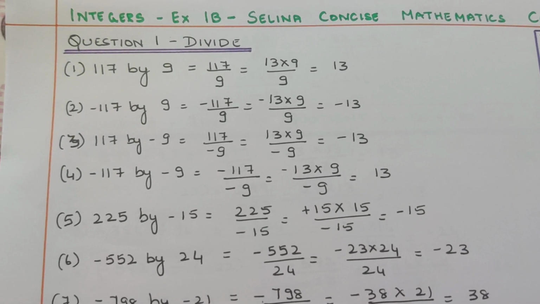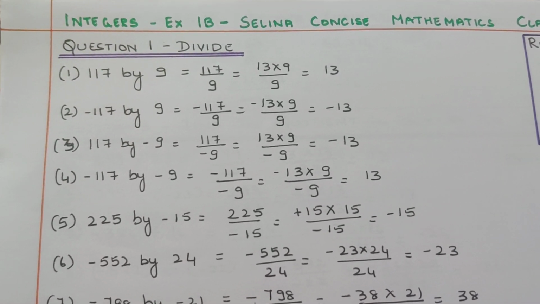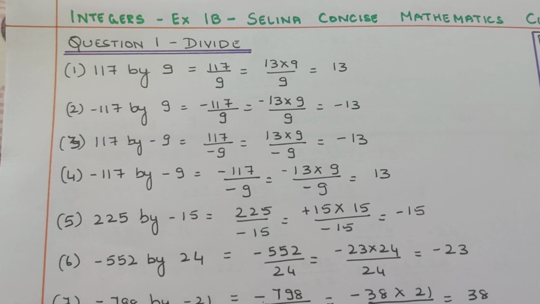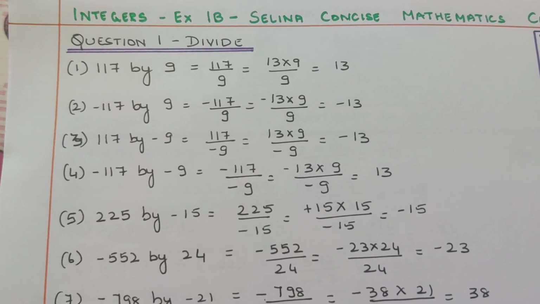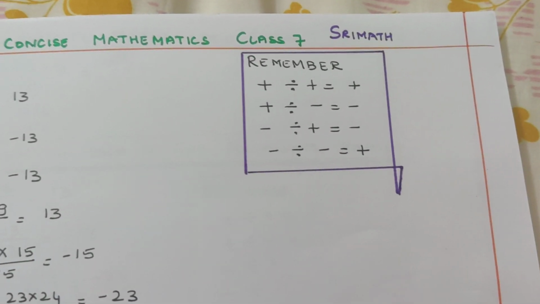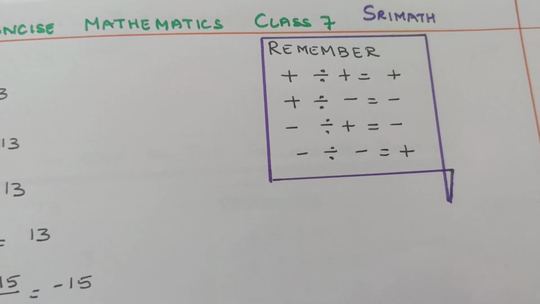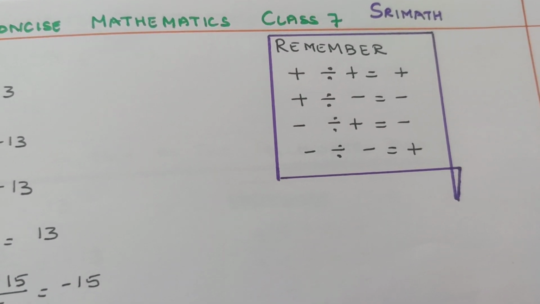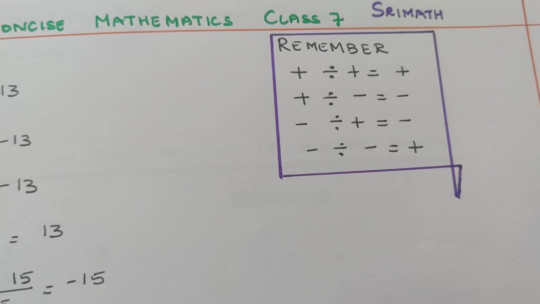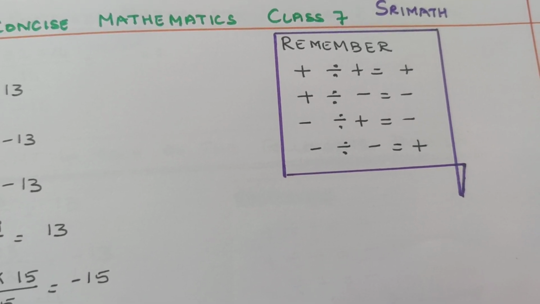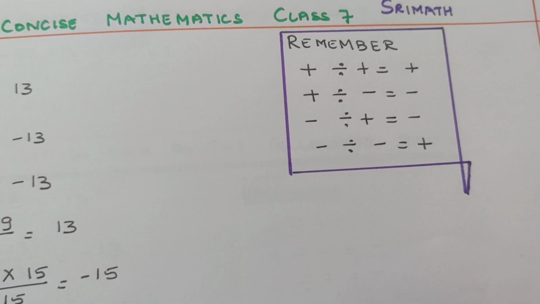Before we could do these sums, let us go ahead and catch on some concepts. As we did for multiplication, we have some concept for signs, so let's remember this. Plus divided by plus is equal to plus, plus divided by minus is equal to minus, minus divided by plus is equal to minus, minus divided by minus is equal to plus.